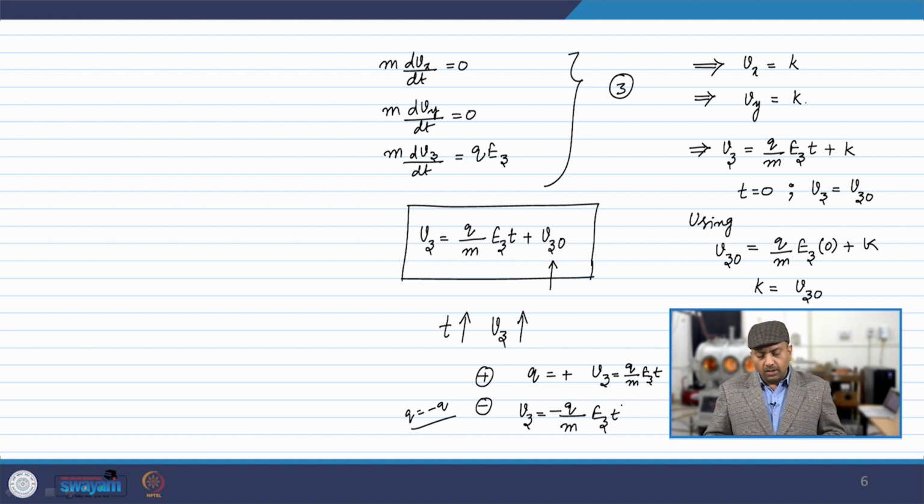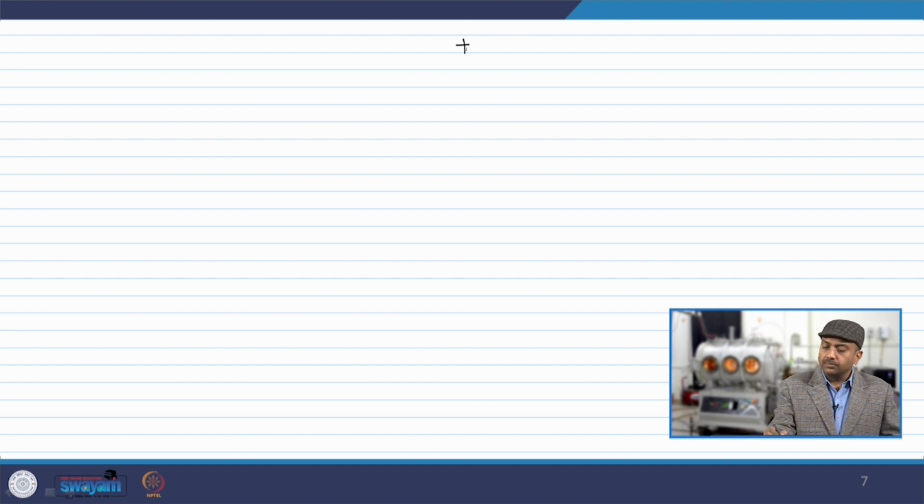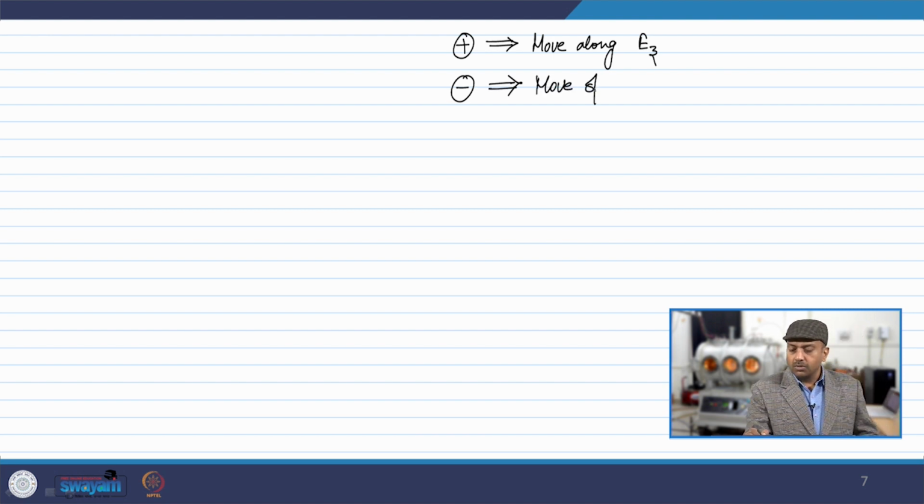So, what do you see here? You see that for positive charged particles, the velocity along z is increasing linearly in the positive z direction, right? But for negative charges, the velocity is increasing linearly, but exactly in the opposite direction, right? So, it is safe for us to say that the positive charged particles will move along Ez and negative charged particles will move opposite to Ez.